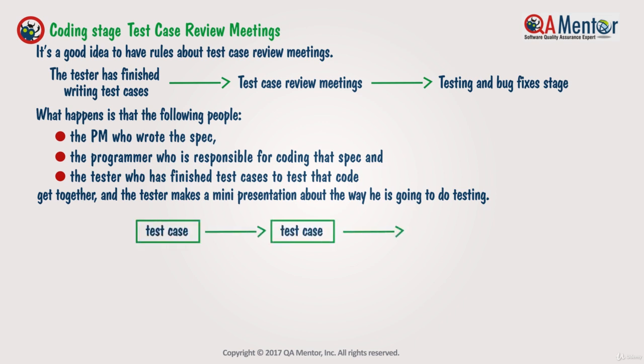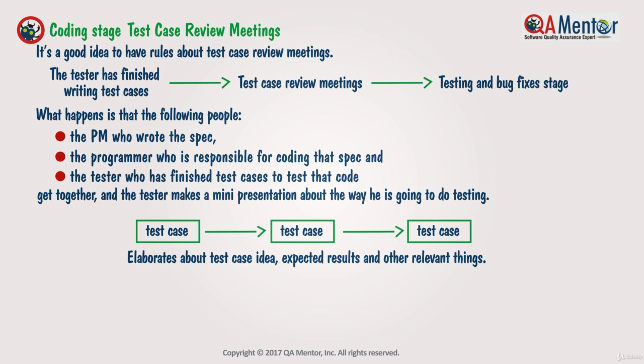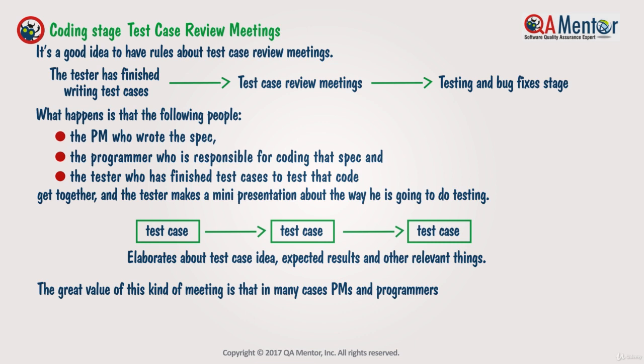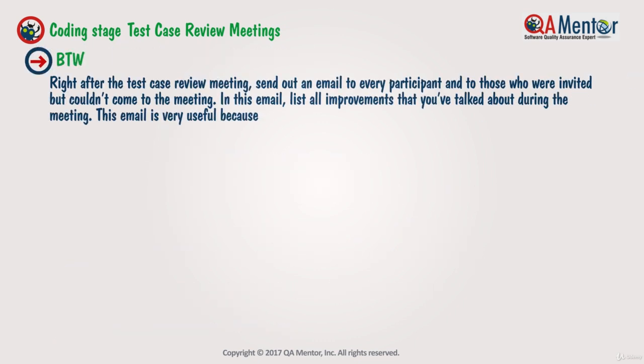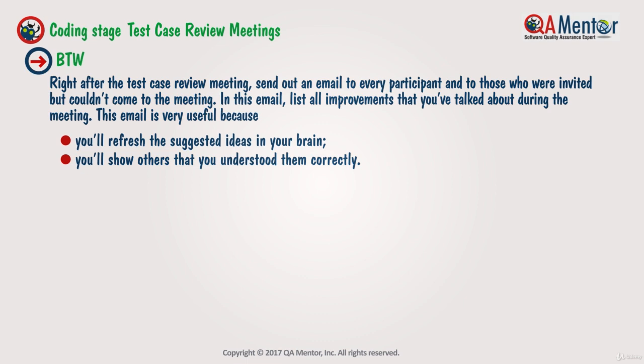The tester goes from one test case to another and elaborates about the test case idea, expected results, and other relevant things. The great value of this kind of meeting is that in many cases, PMs and programmers give testers new ideas for testing, and find omissions and/or errors in test cases. By the way, right after the test case review meeting, send out an email to every participant and to those who were invited but couldn't come to the meeting. In this email, list all the improvements that you've talked about during the meeting. This email is very useful because you'll refresh the suggested ideas in your brain. You'll show others that you understood them correctly.